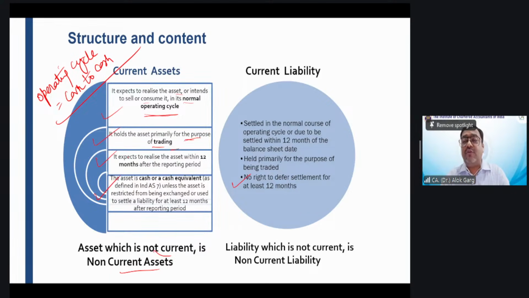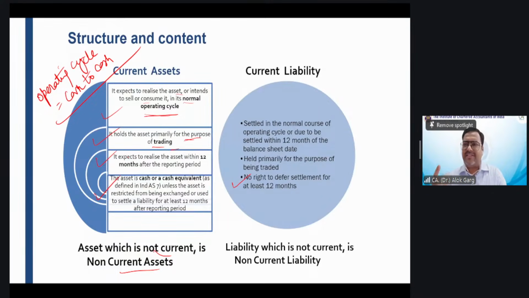Which can be converted into cash within 3 months from the deposit. Within 3 months. Okay. Short term assets which can be converted into a known amount of cash without having a significant risk of change in value. Friends, these are the three conditions for becoming an asset as cash and cash equivalent.